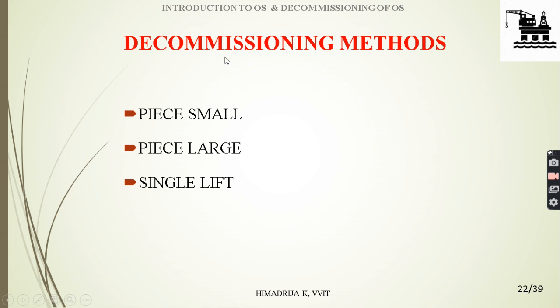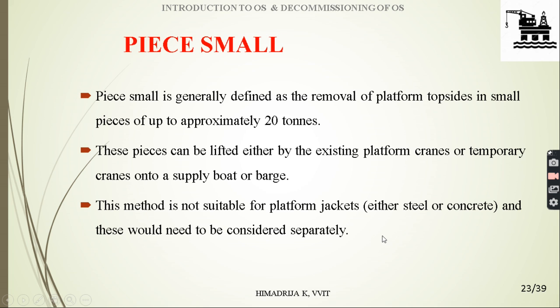So these are the three important decommissioning methods: P small, P large, and single lift. In P small, the offshore structures are decommissioned with a weight of below 20 tons. We remove the platforms in very small sizes, that is 20 tons taken from or decommissioned from the structure, and then it is called P small. The platform jackets are not suitable for this method; platform jackets are taken on an entire or large basis, and this comes under P large.